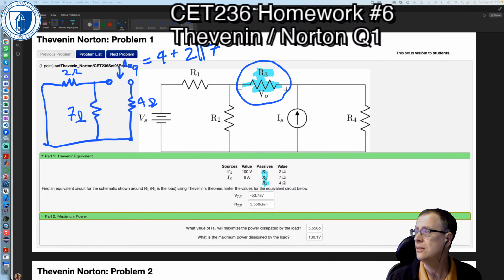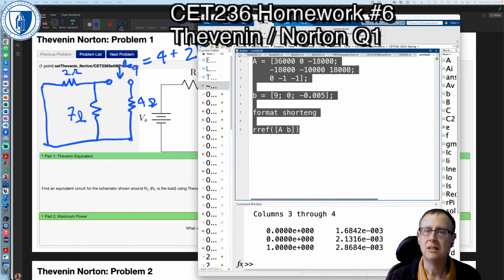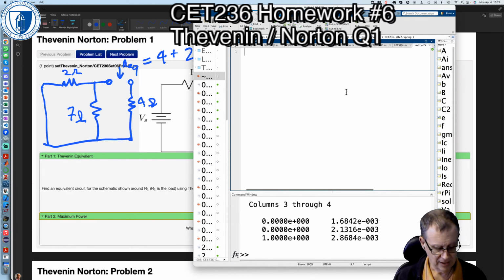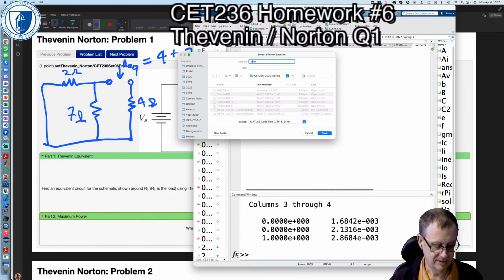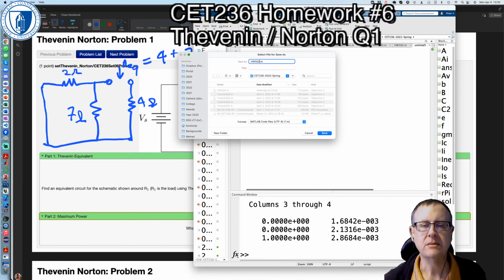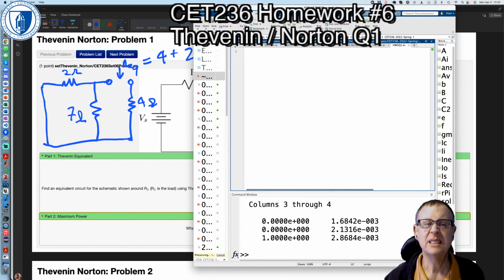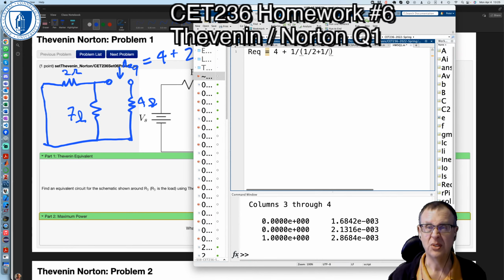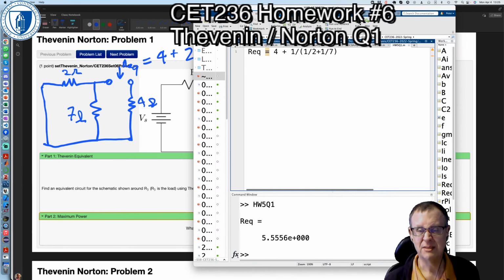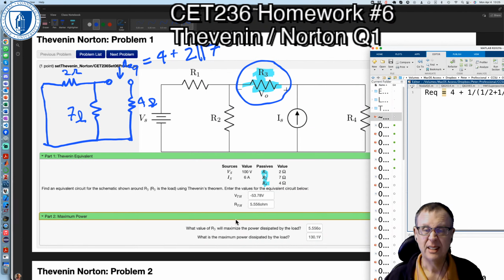Wherever MATLAB got to, there it is. Let's just make a new script and save that as homework 5 Q1. And our equivalent is going to be 4 plus 1 on 2 plus 1 on 7, 1 on 7. Okay, and that tells us it's 5.556 ohms, and that's the answer I got in here.